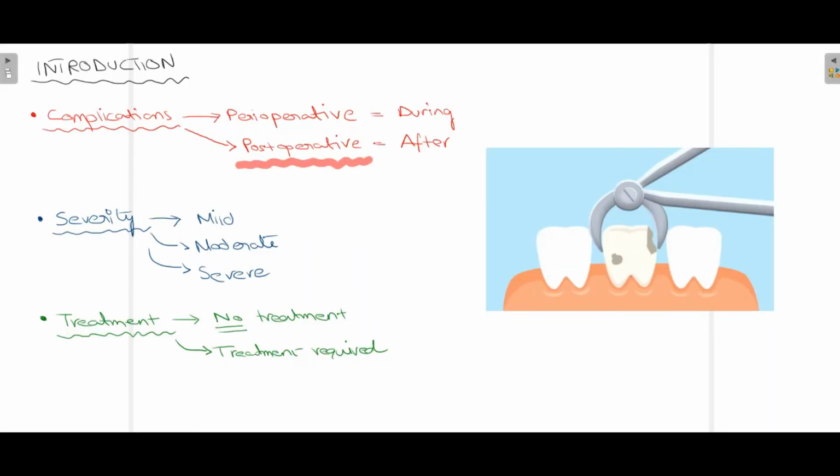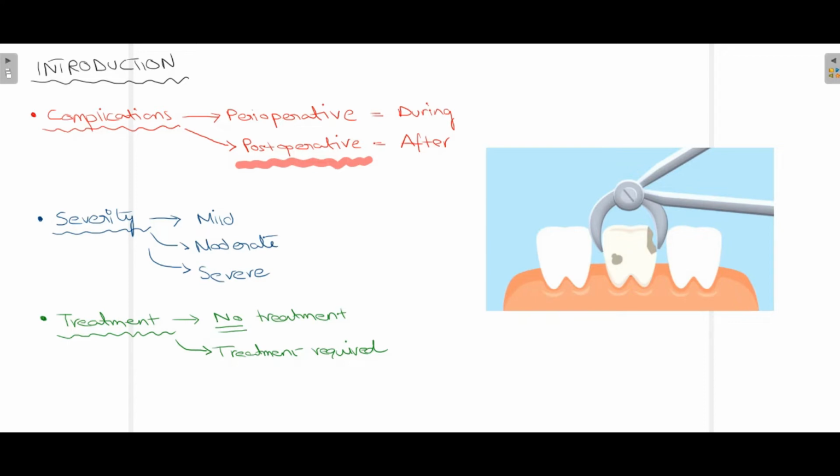Now, firstly, let's talk about two types of complications that we encounter during the tooth extraction procedure. The first complication is called perioperative complication. What do we mean by perioperative complication? Perioperative complication means any complication that arises while we are performing the tooth extraction. So, during the procedure, any complication that arises is called a perioperative complication.